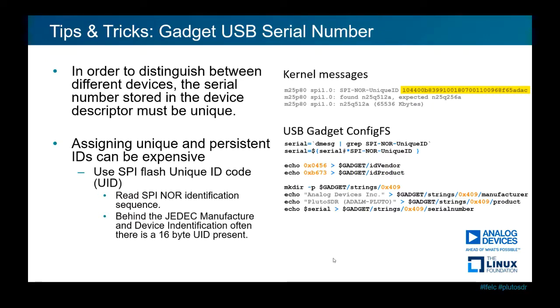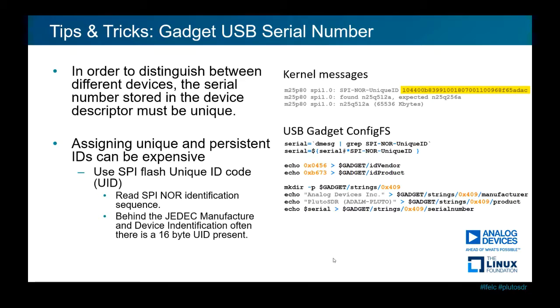And this is where the problem begins. Assigning a unique persistent serial number is kind of expensive. If you needed to add some additional EEPROM, that adds cost to the BOM. You would need to program that, and you would also need to make sure that you don't program the same serial number twice. This is all kind of infrastructure.